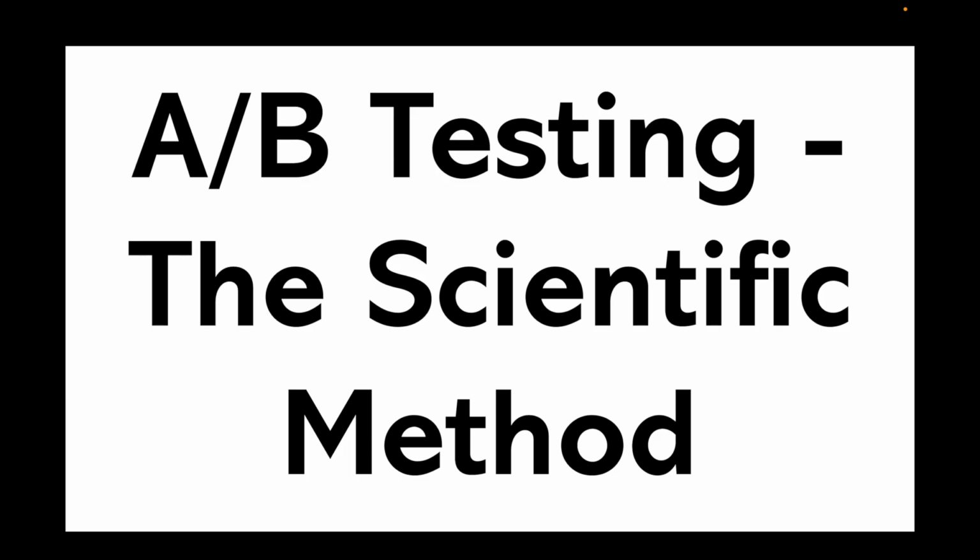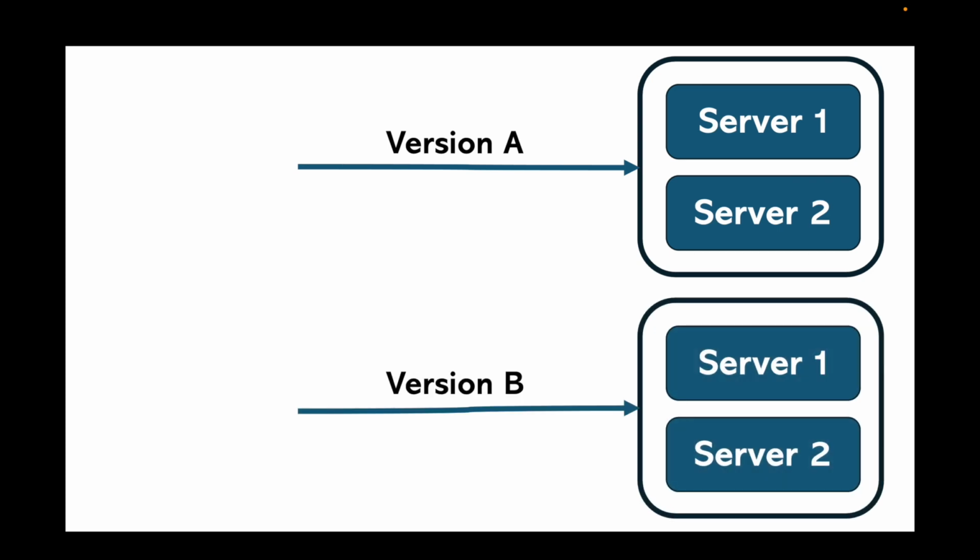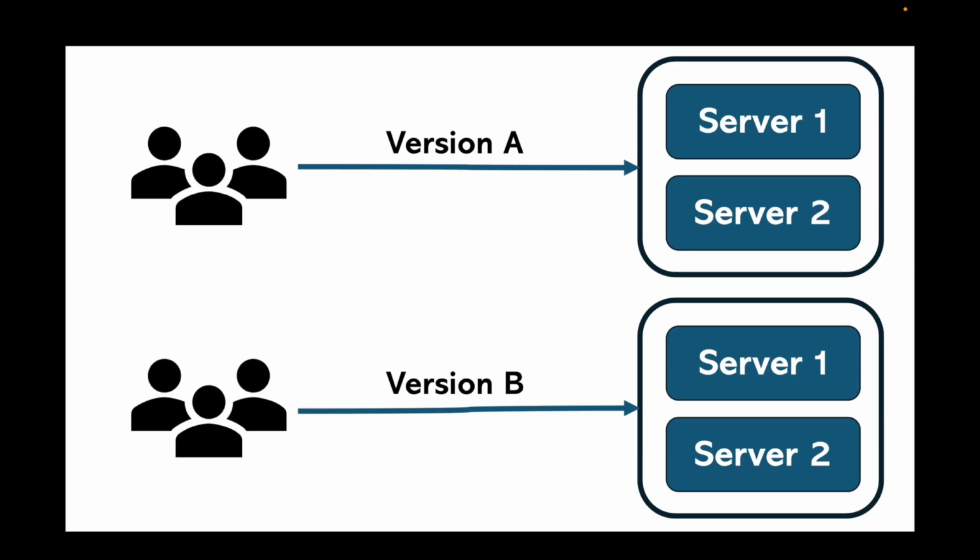This is A/B testing. Under this, we might roll out two different versions of our feature. So let's say version A, which is like let's say old design, and version B, which is like let's say a new design, to different users at the same time. So some set of your users will be accessing version A of the application, and some set of your users will be accessing version B of the application.